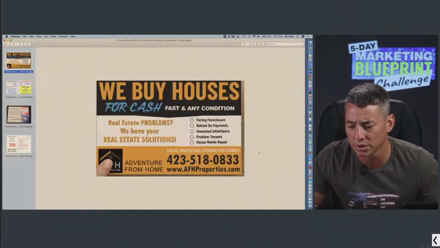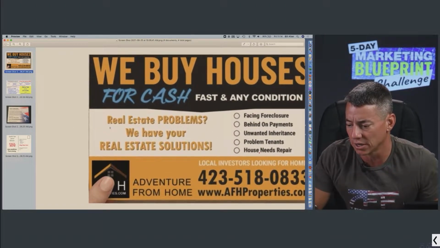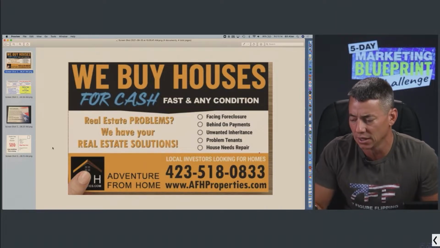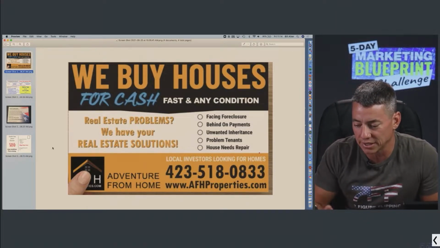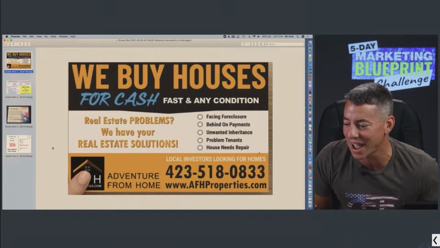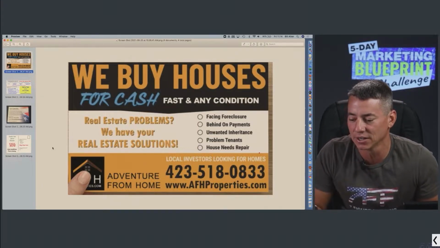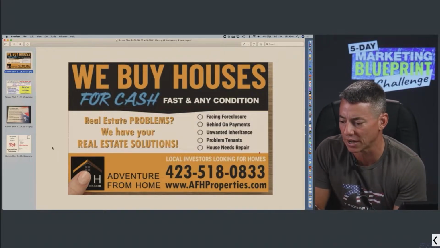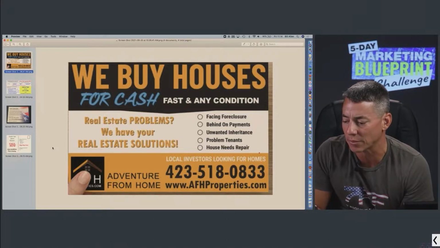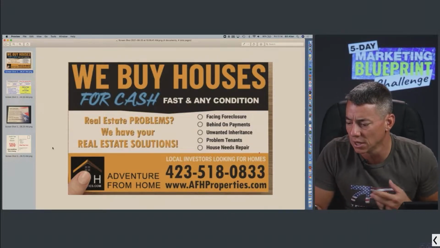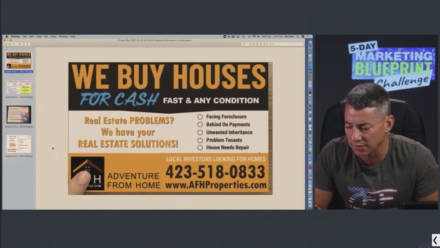Okay, I got one more to show you guys. So we'll zoom in on this one. I think this is Joe's off the top of my head because I was admiring his fingernail in the photo. So: we buy houses for cash, fast, and any condition. Real estate problems, we have your real estate solutions. Facing foreclosure, behind on payments, unwanted inheritance, problem tenants, house needs repairs. Local investors looking for homes, his phone number, website, adventure from home.